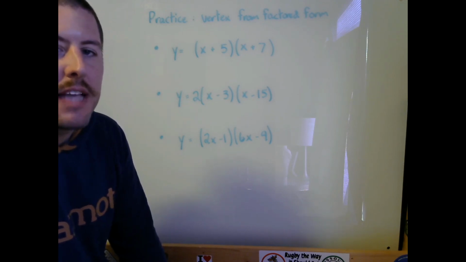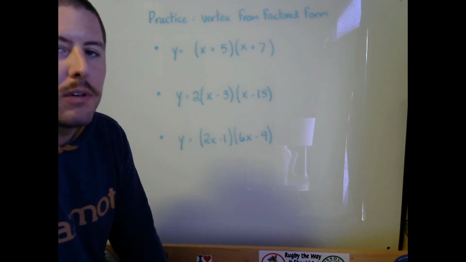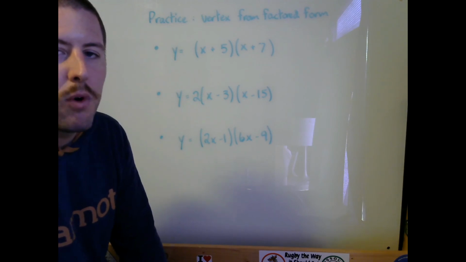For each of these examples, once you have completed the example, you should graph the equation in Desmos, and then you should see if the vertex of the parabola that you see in Desmos is the same as the vertex that you have computed by hand from each of these factored form quadratics.